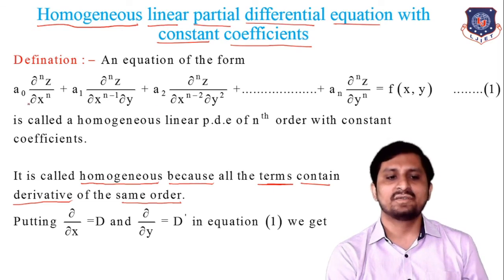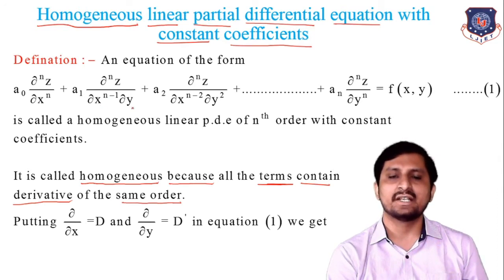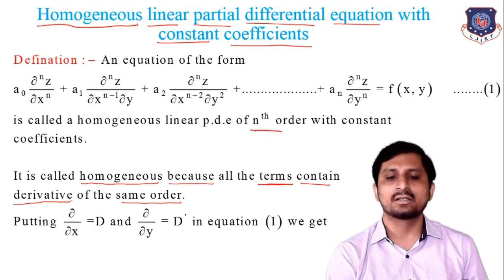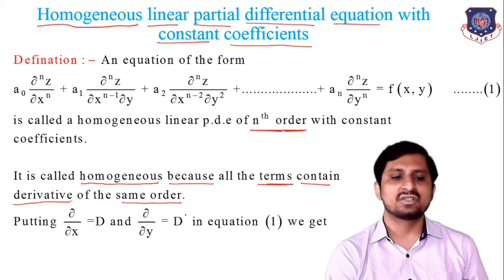So an equation of the form a0 del n z by del x raised to n plus a1 del n z by del x raised to n minus 1 into del y plus a2 del n z by del x raised to n minus 2 into del y square plus and so on, an del n z by del y raised to n, that is equal to f of x y, is called a homogeneous linear partial differential equation of nth order with constant coefficient.